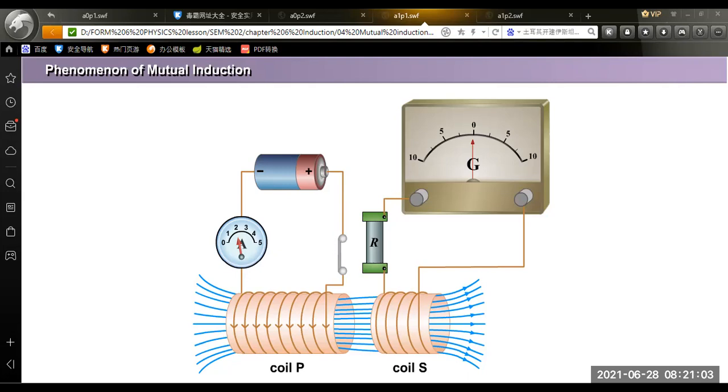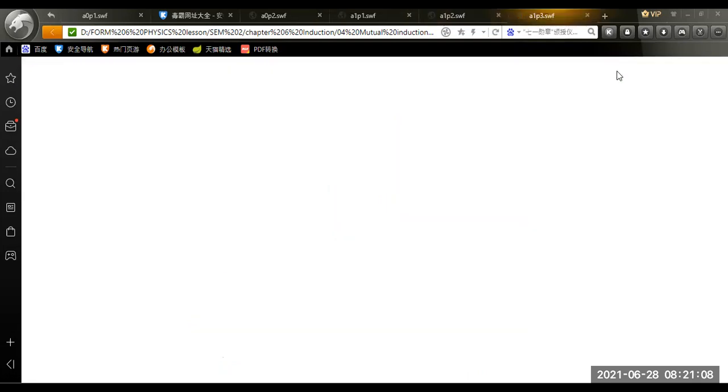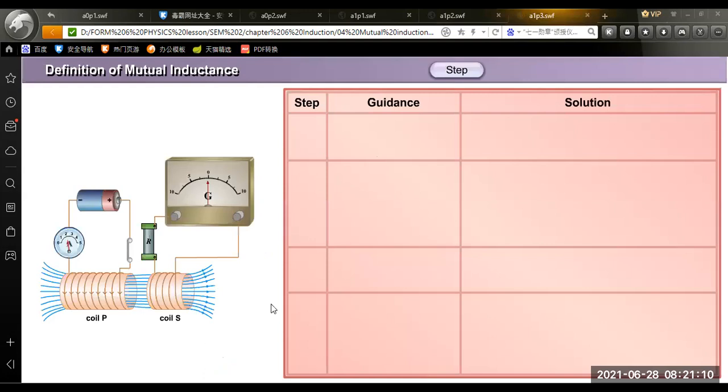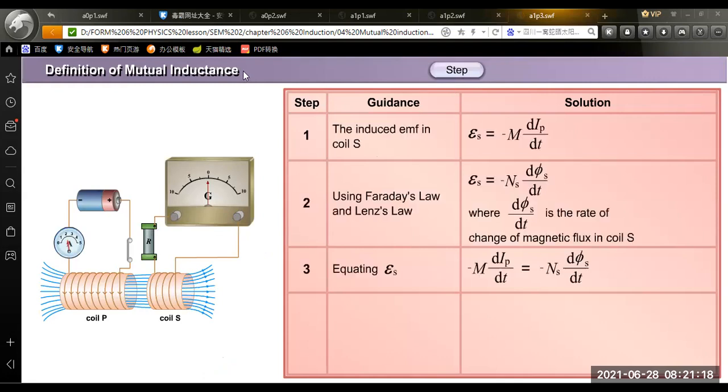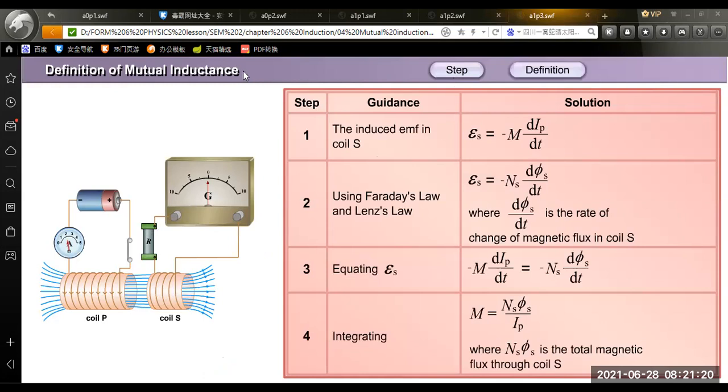Now we look at the situation. What happened? Same thing, right? So what happened to the step 1, the induced EMF in coil S? The EMF in the coil S is equal to negative M di over dt.